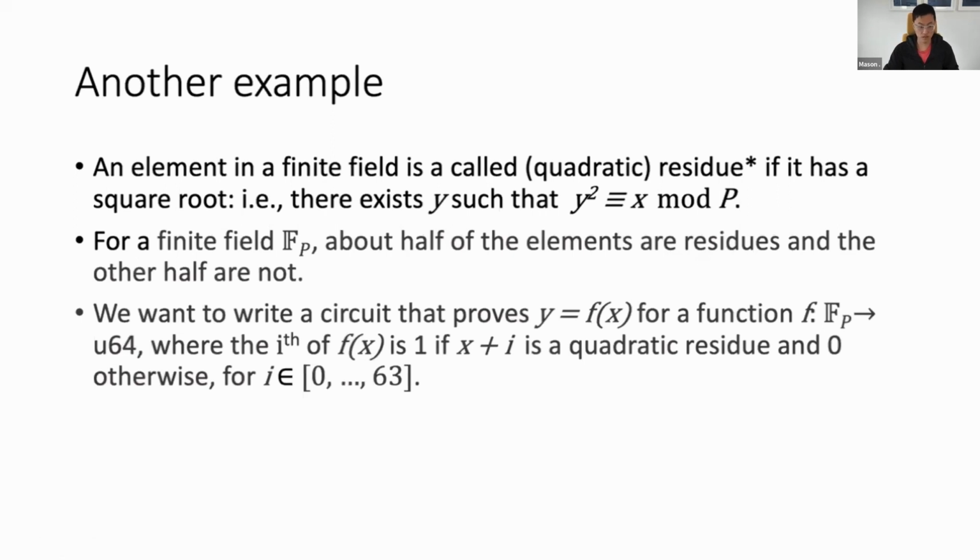I say about because Fp has a prime number of elements, and 0 is typically considered neither a residue nor a non-residue, but for the purposes of this circuit, we're just going to call it a residue. So we want to write a circuit that proves the function y equals f of x, where y has the property that the ith bit of y is 1 if x plus i is a quadratic residue, and 0 otherwise, for i in 0 to 64.